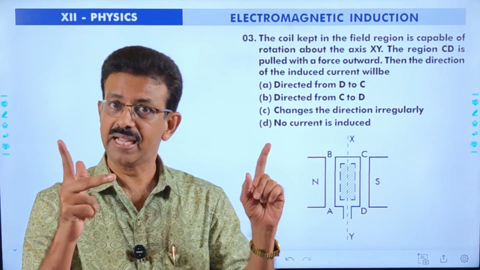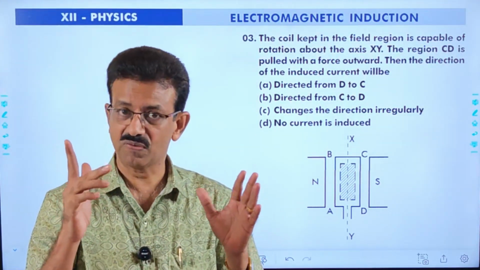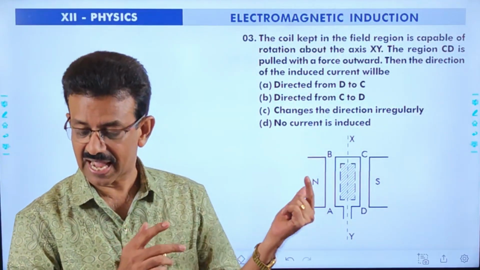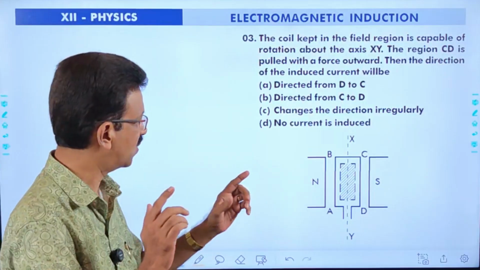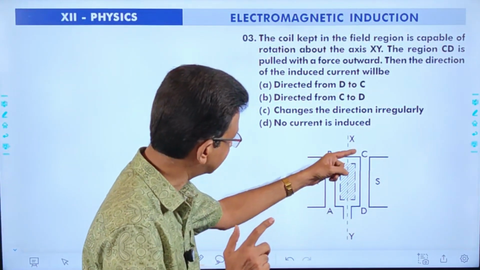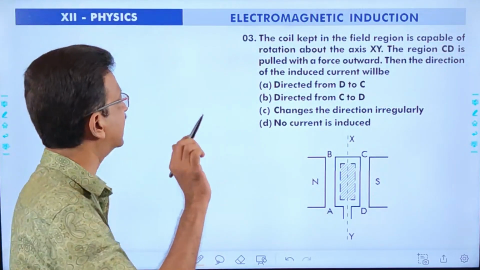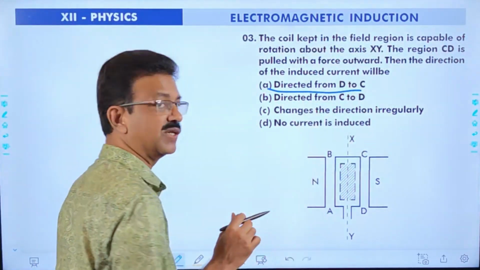Here, by applying Fleming's right-hand rule or dynamo rule, the direction of the induced current is obtained as directed from D to C. By Fleming's right-hand rule, the induced current is directed from D to C. Therefore, the correct choice is A, directed from D to C.